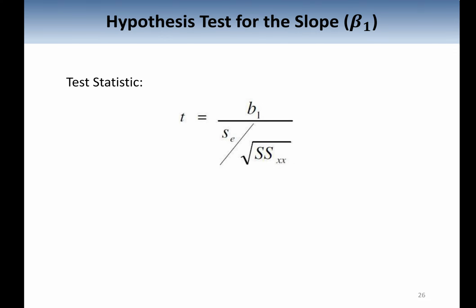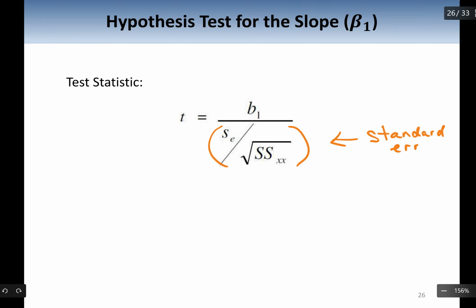So the test statistic here is a t test statistic. So we can look at the t-table to get the p-value. The numerator is the estimate for the slope, B1, and the entire denominator here is called the standard error. So everything in the denominator is the standard error of the slope estimate. It is in terms of the standard error of the estimate, S sub e, divided by the square root of the sum of the squares for the x's.